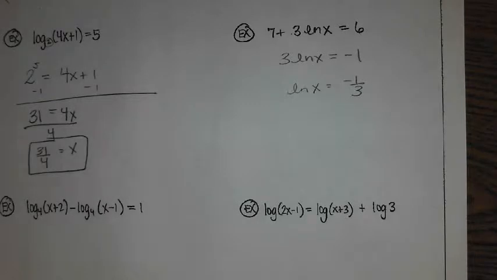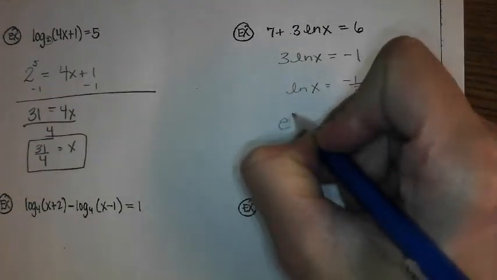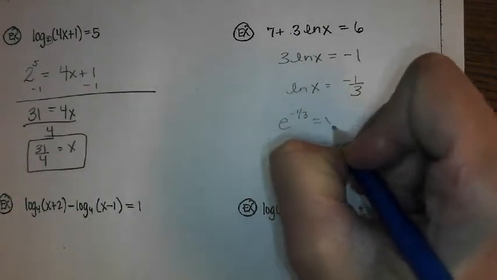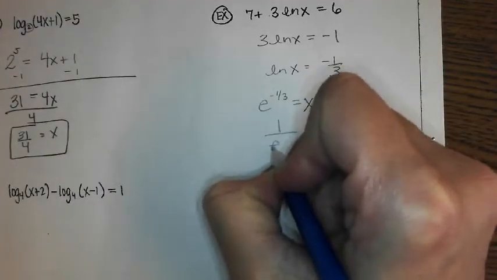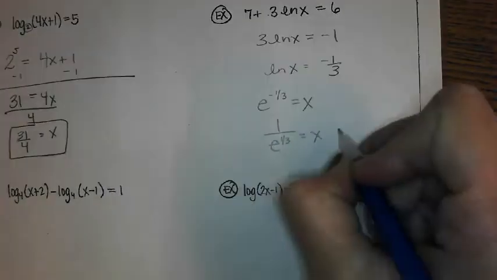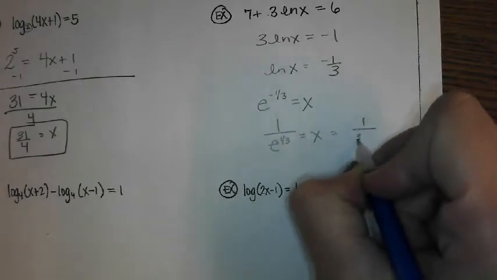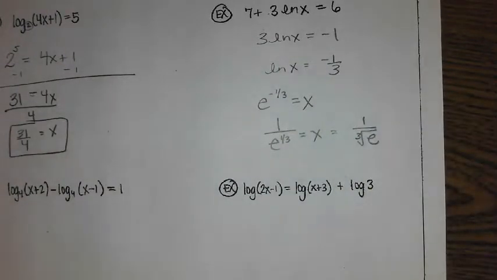Mitch. E to the negative 1/3, but yeah. Base of e technically, so he knows that. E to the negative 1/3 equals x. Now in the most simplified, best presentation, that would be 1 over e to the 1/3. That could also be 1 over the cubed root of e. It would kind of depend on what your multiple choice options are. Any questions on that?